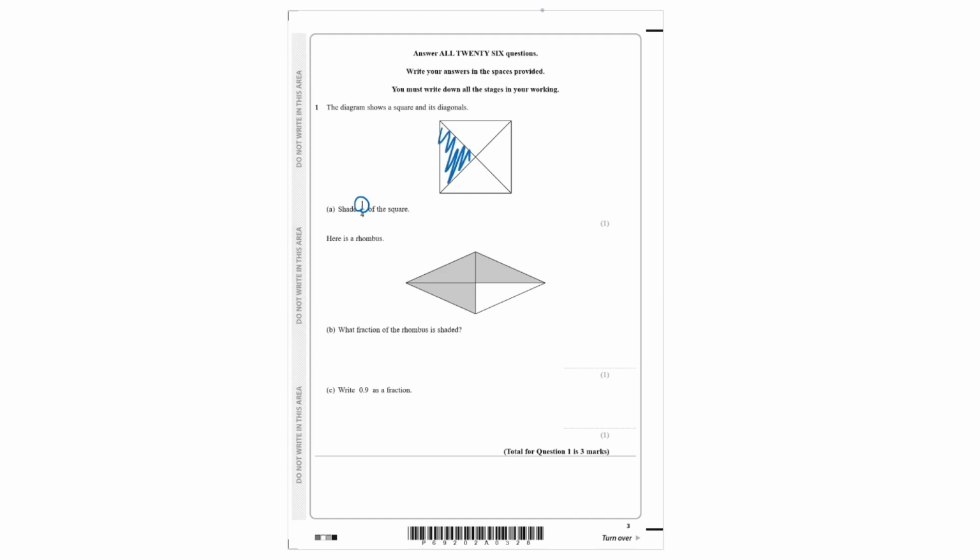Here is a rhombus. What fraction of the rhombus is shaded? Again, there are 1, 2, 3, 4 sides over 1, 2, 3, which are shaded. So this gives us 3 over 4. Write 0.9 as a fraction. We can simply write 9 divided by 10.